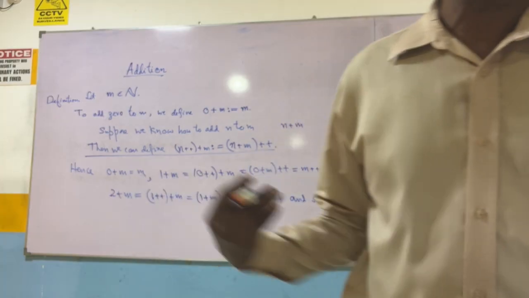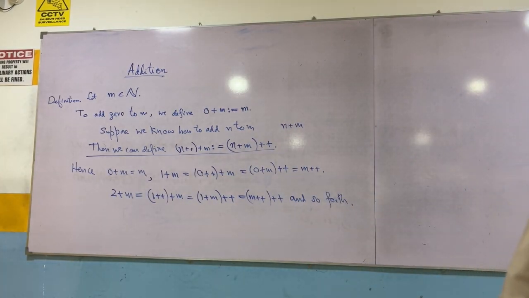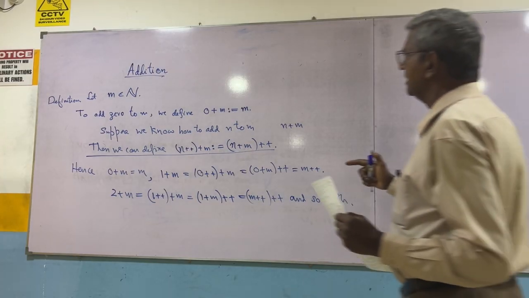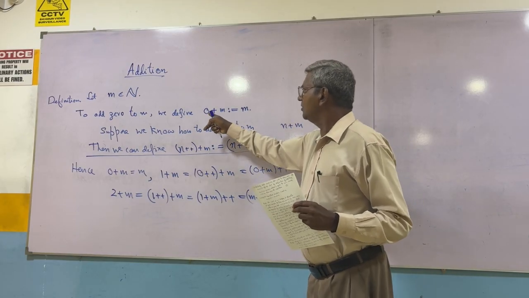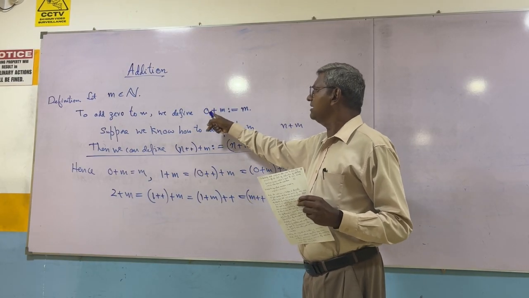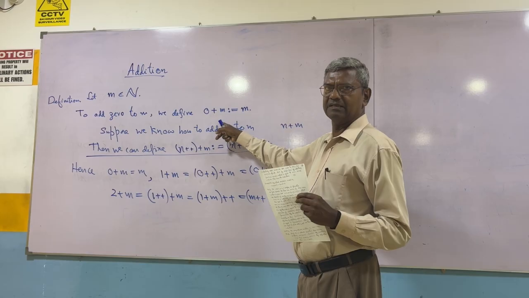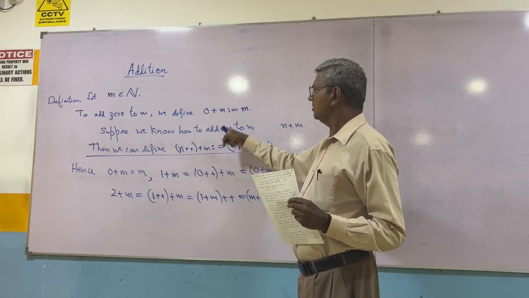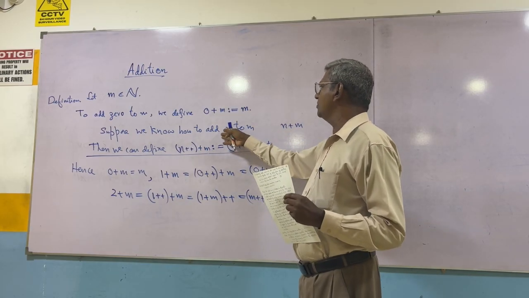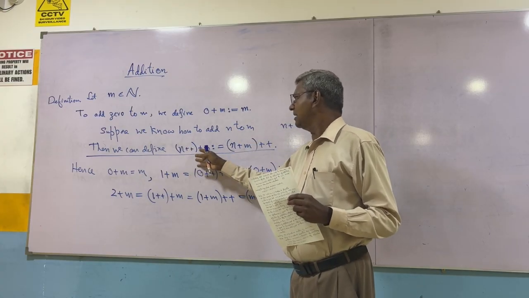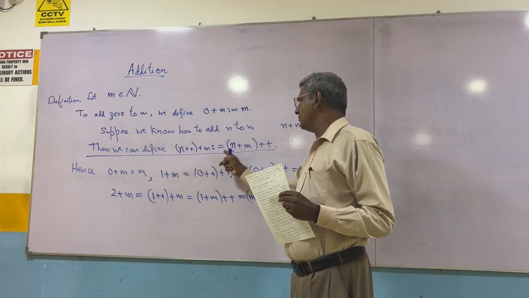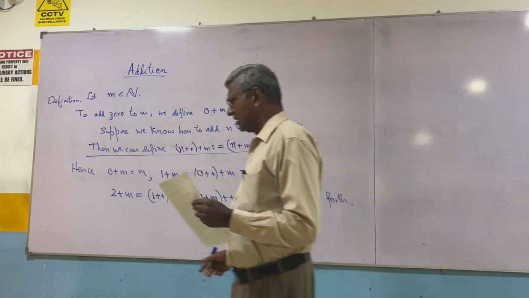This is recursive because we cannot define it right away. By one line we cannot define how to add numbers. We are going recursively. You know how to add 0 to m, and you inductively assume that you know how to add n to m, then you define how to add n plus plus to m by (n plus m) plus plus.